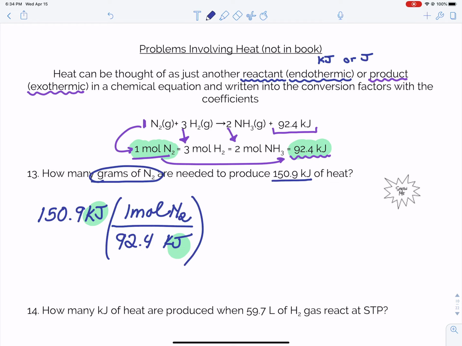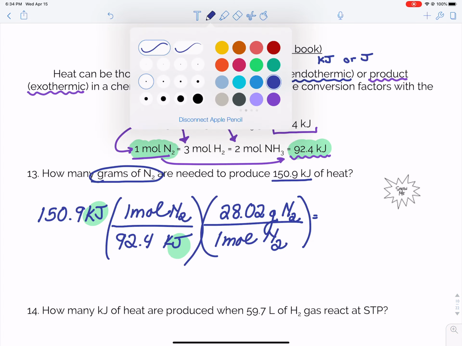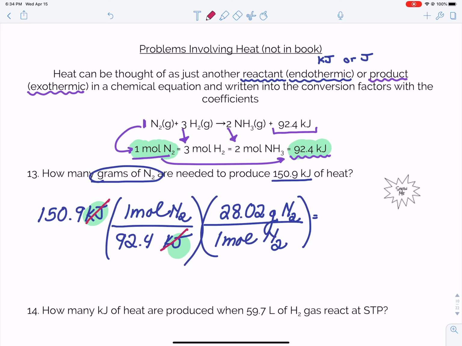The question says grams of nitrogen. Well, in order to go from moles of nitrogen to grams of nitrogen, I need to use the molar mass. 1 mole of nitrogen, and from the periodic table, 28.02 grams. Right, checking my work here. Kilojoules units will cancel, moles of nitrogen will cancel. The only unit that is left is grams of nitrogen.